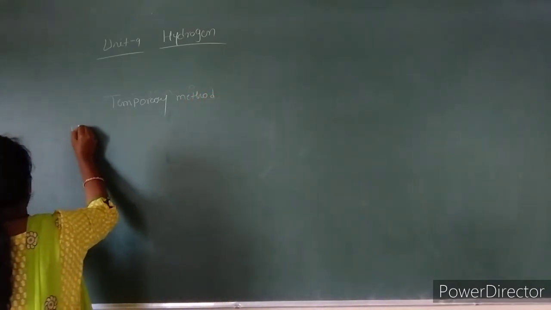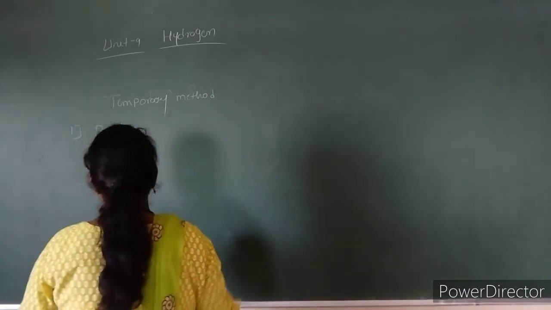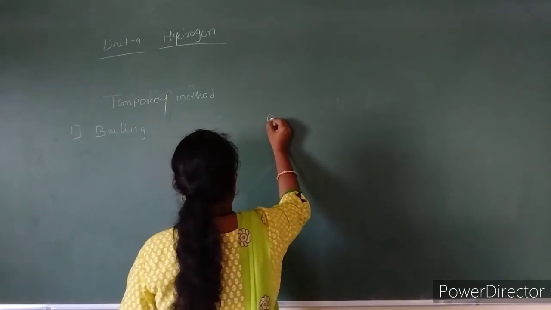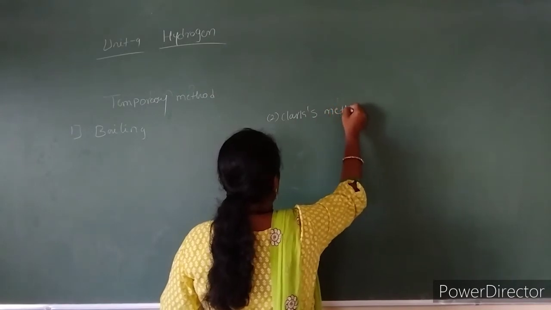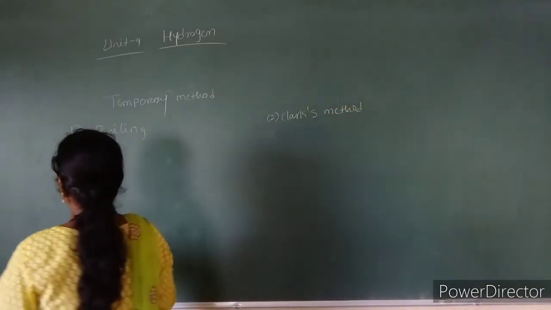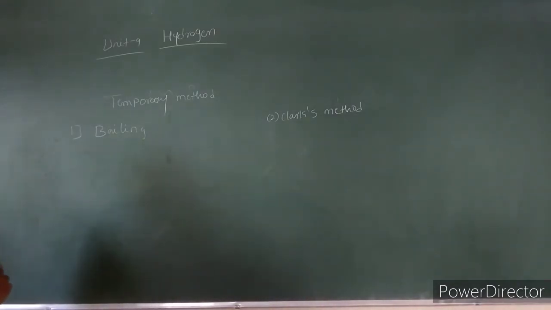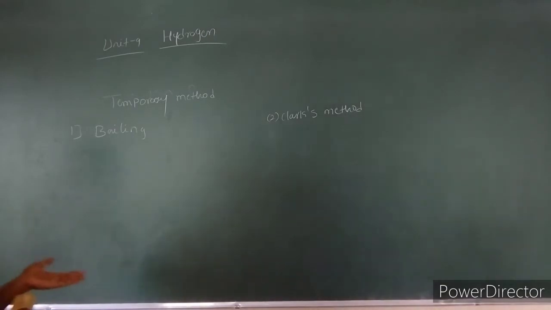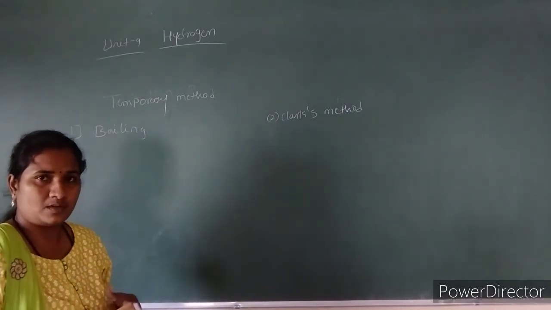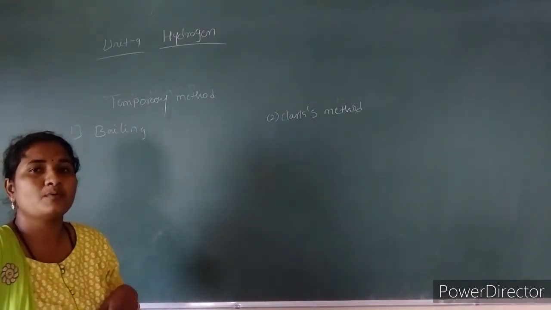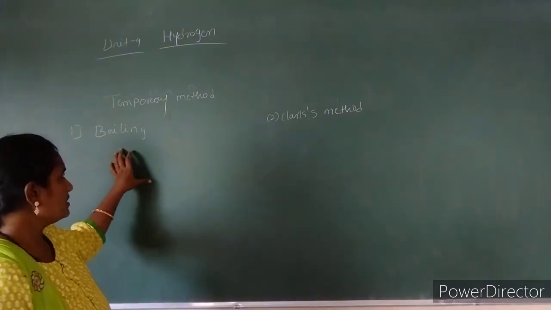Here we have two types. One is the boiling method and another one is Clark's method. So we can remove hardness of water temporarily by two methods: boiling and Clark's method. In the case of boiling, we can eliminate calcium hydrogen carbonate as well as magnesium hydrogen carbonate, if the salts are present in the form of hydrogen carbonates only. So we can remove that hardness of water by using the boiling method.